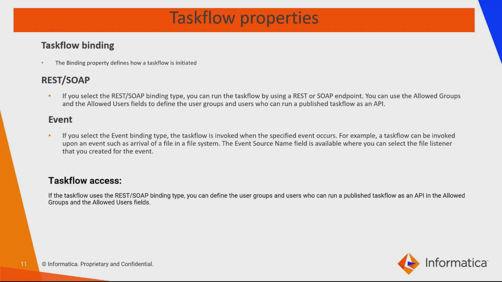Task flow access. If your task flow uses a REST or SOAP binding type, you can define the user group and users who can run a published task flow as an API in the allowed groups and the allowed users fields.